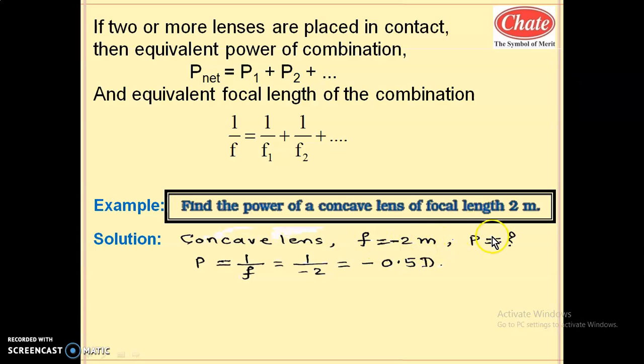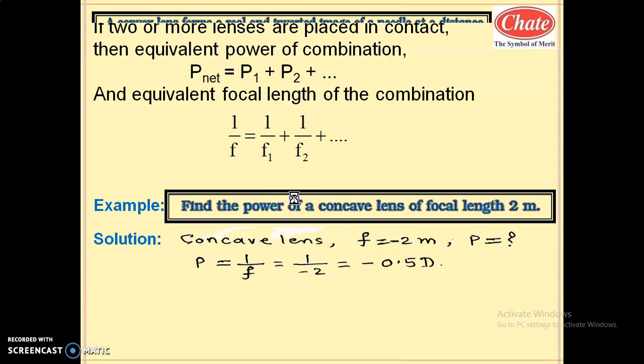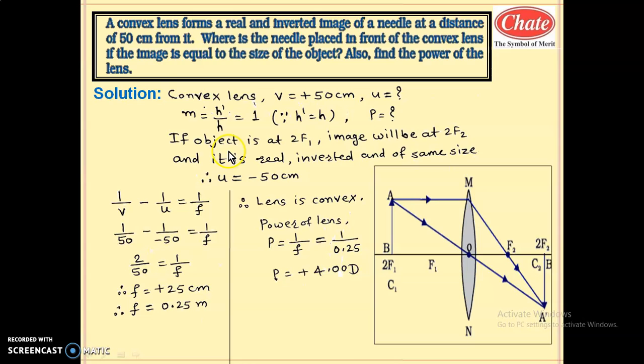We have to find the power. So the power-focal length relation is P equal to 1 by F. Here the F value is minus 2, hence the power is minus 0.5 diopter. So on solving, the minus sign represents that the lens is concave. Here is the next problem.